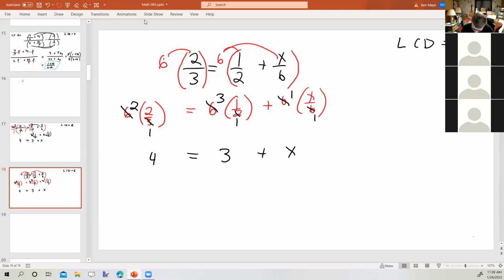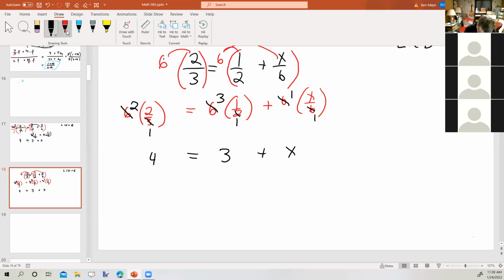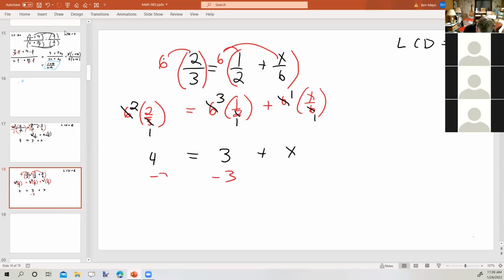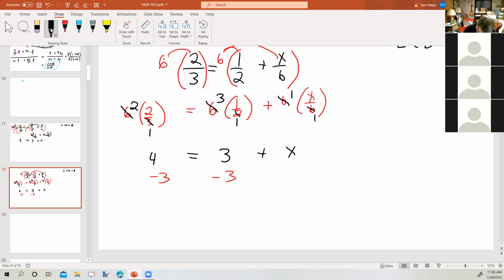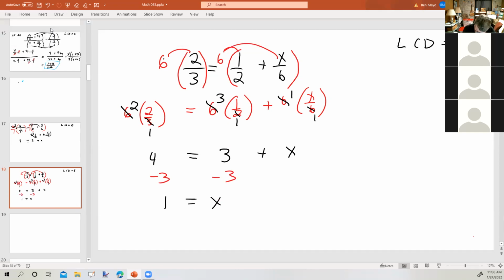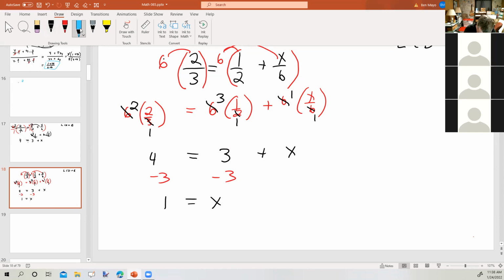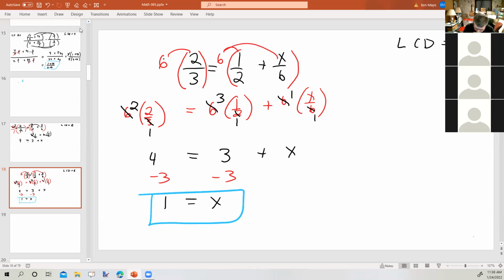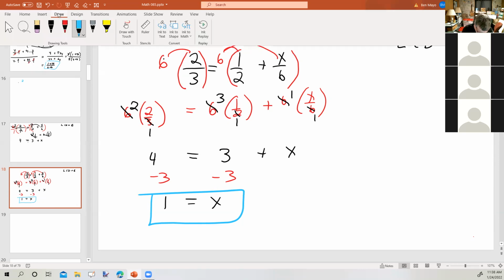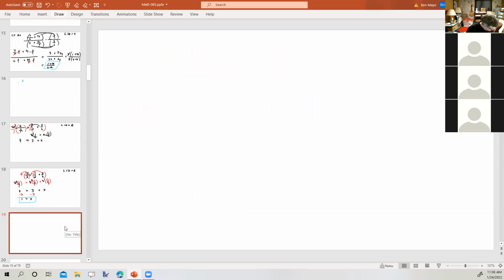So, all right. Next, we're going to isolate the variable term. So I get 1 equals x, which is going to be my final answer. Any questions about that? Okay. Basically, that's pretty much what we're going to look at. Only things are going to look worse, but it's going to be the same kind of ideas. How about this one? Let's see here.